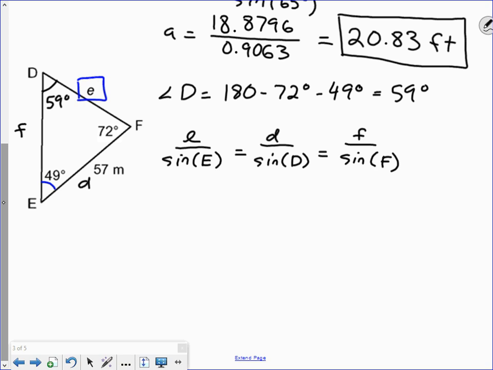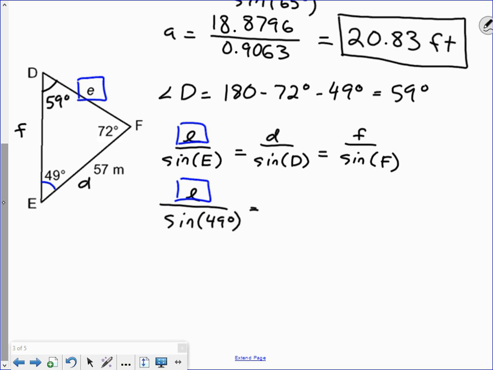Let's fill in what we know. E is the thing that we are solving for, so we won't be able to fill that in. But we do know what angle E is. Angle E is 49 degrees. So sine of 49 degrees.